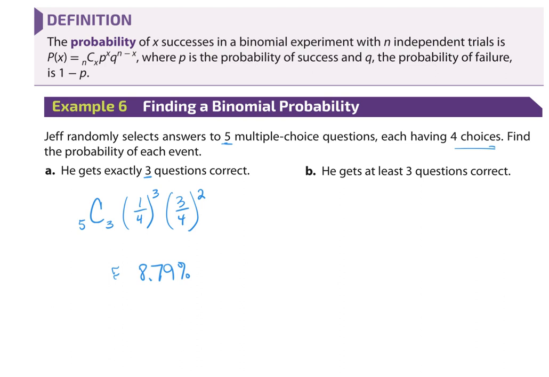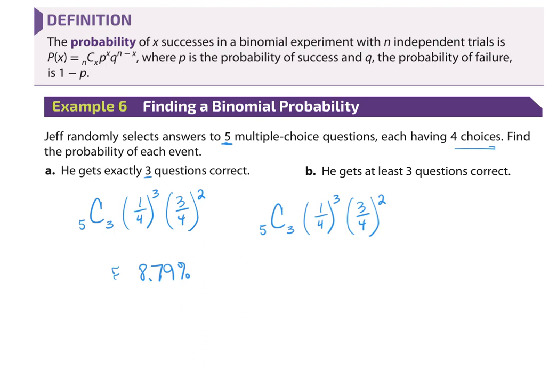The difference in this wording is vitally important, okay? Exactly 3 is set in stone. That's how many I want. At least 3 means that he could get 3 correct, or 4 correct, or 5 correct. So you're literally going to do these 3 and add them up, okay? So we're going to take exactly what we did here. That is at least 3.